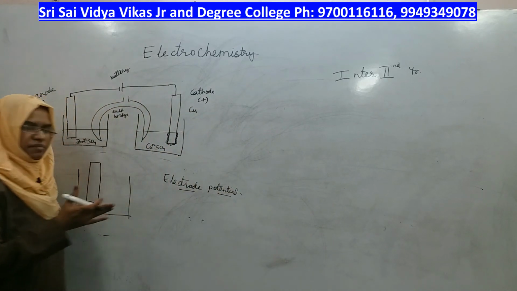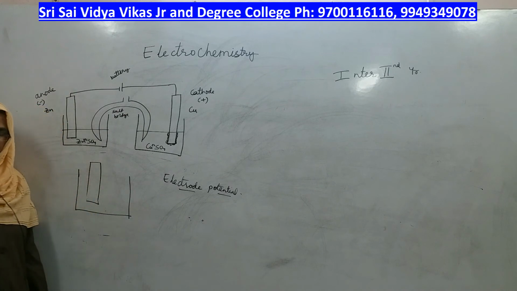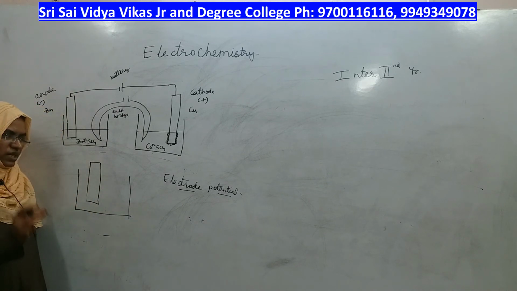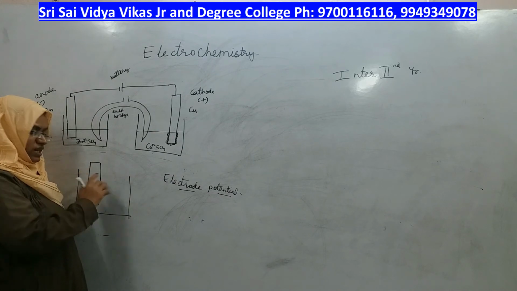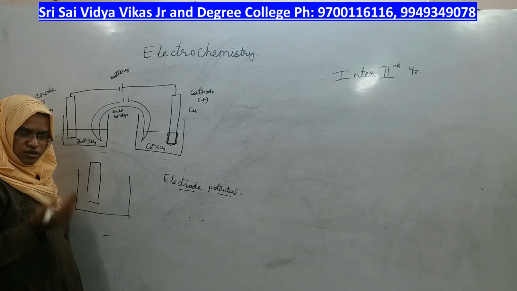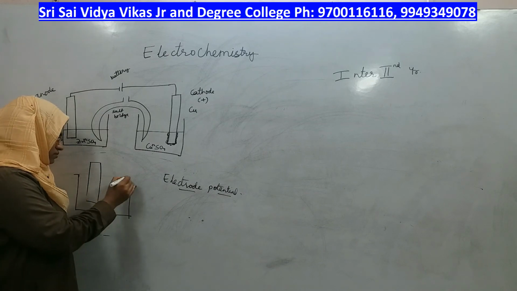Potential means capacity, right? And electrode means this rod. Rod can be of any metal. You are telling electrode potential. Electrode means one solid rod is there. Its capacity to do what? Its capacity to do this.